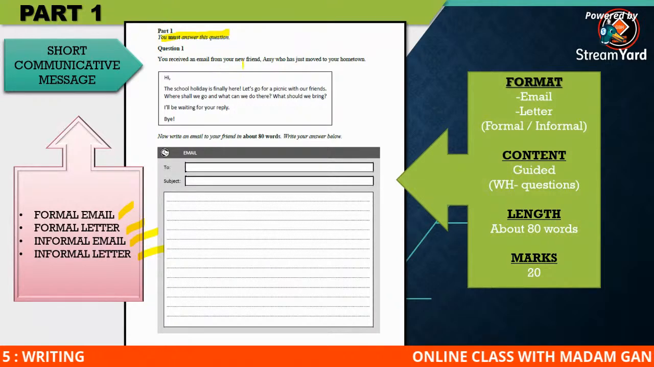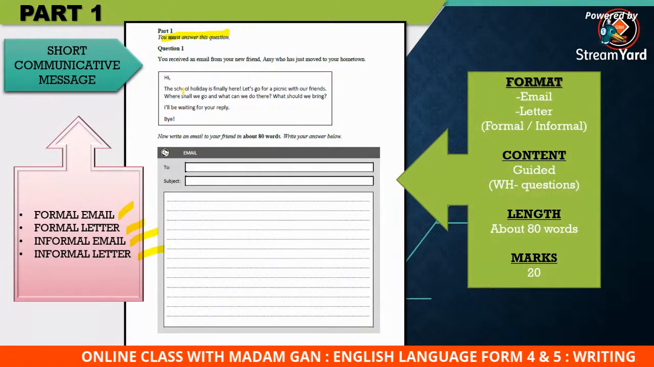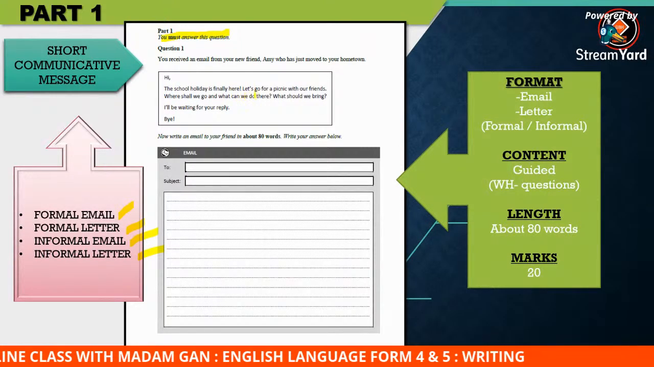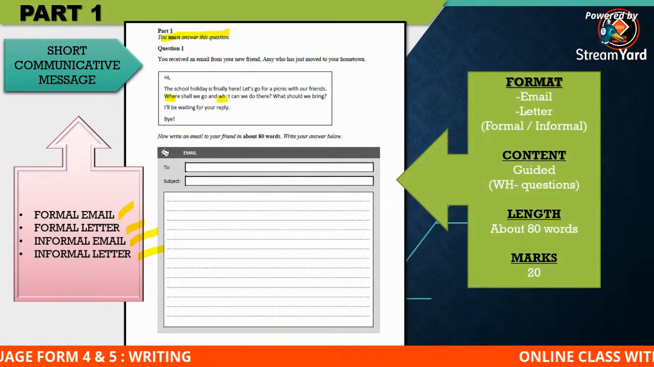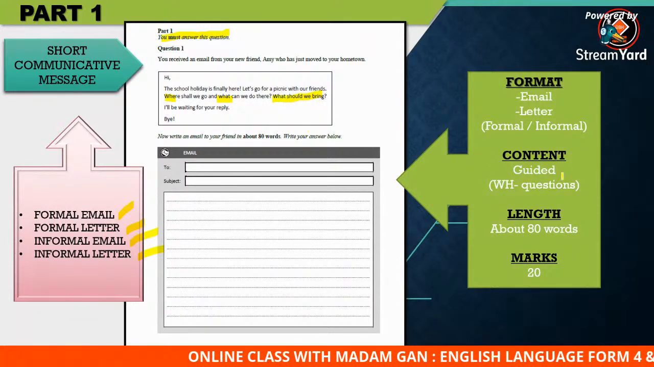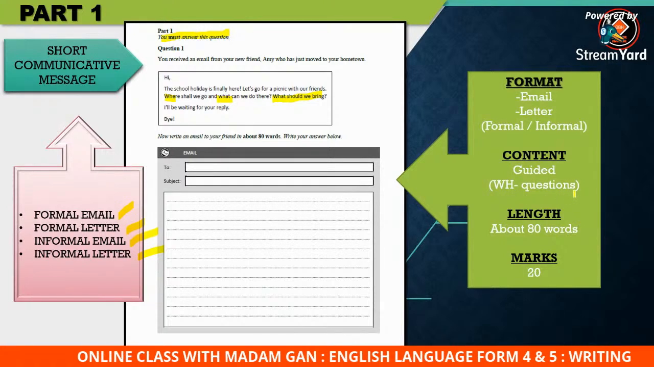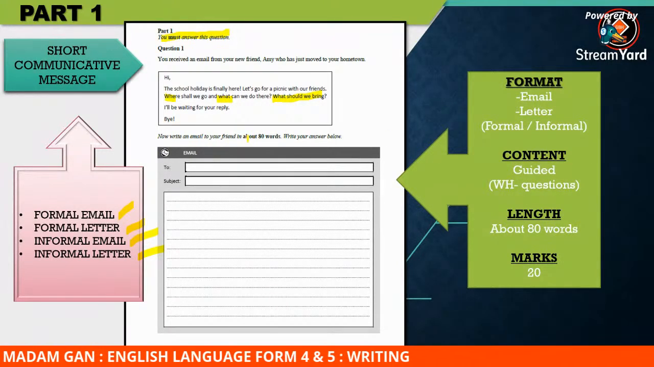You receive an email from your new friend Amy, who has just moved to your hometown. So you have here, hi, the school holiday is finally here. Let's go for a picnic with our friends. Where? So this is a question. Where shall we go? And what can we do there? Okay, so again, what should we bring? So these are the guided WH questions. Now write an email to your friend in about 80 words. So remember, in about 80 words.